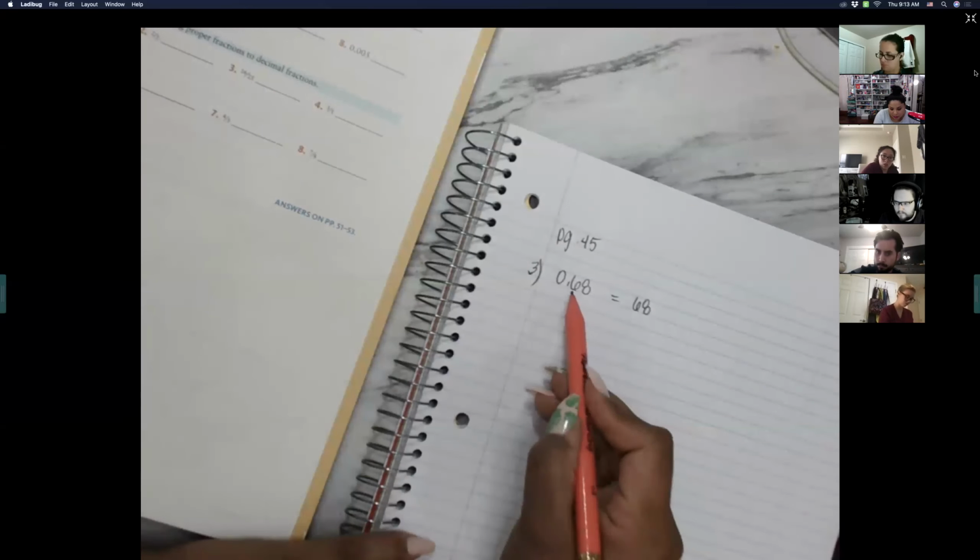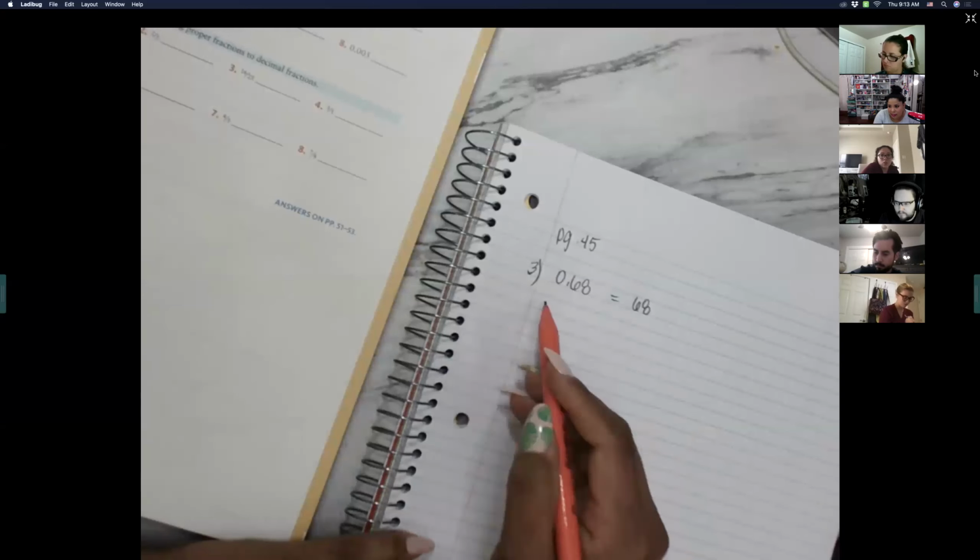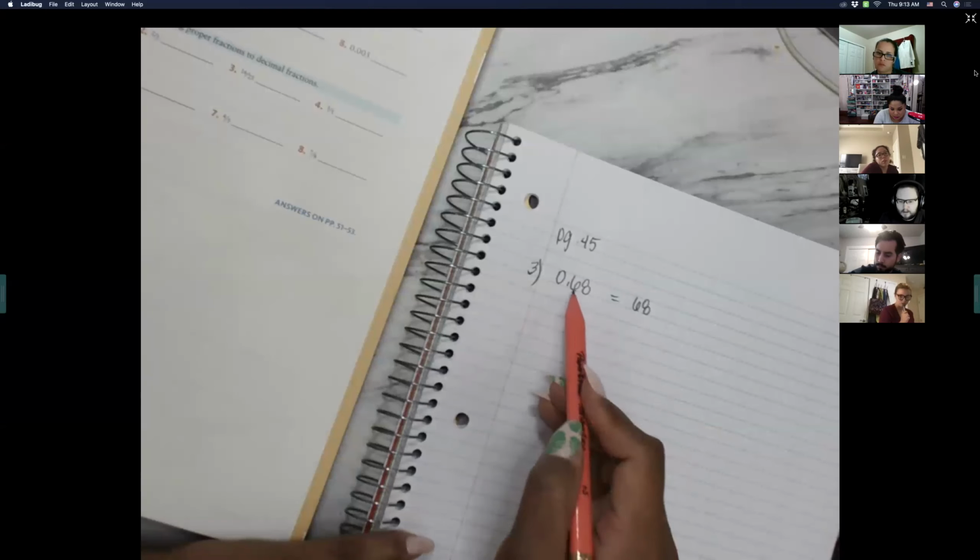Okay, so I'm keeping this decimal, 68. What place value is the last digit in? Hundreds. This is our tenths, and this is our hundredths, right? So I'm going to put this over 100. Right?